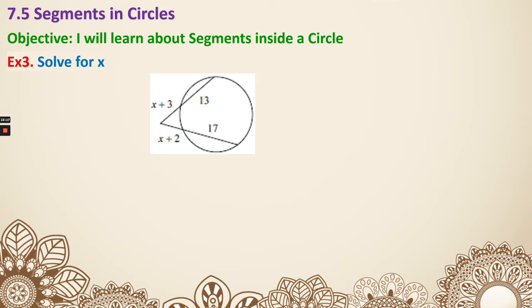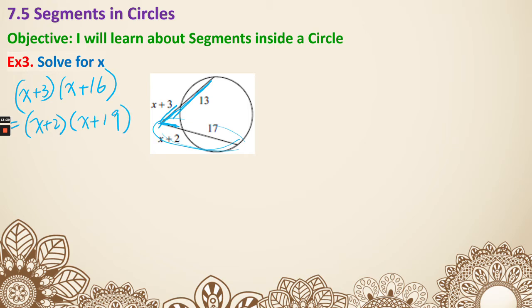The external on the top is x plus 3. The whole thing is x plus 3, then plus 13, so x plus 16. That is on the top. On the bottom, this line equals x plus 2 times the whole thing. So external, which is x plus 2. The whole thing is x plus 2 plus 17, so x plus 19. And of course, in this case, we are going to need to distribute so that we can solve it. Distribute the top, that's going to be x squared plus 19x plus 48, which equals x squared plus 31x plus 38.